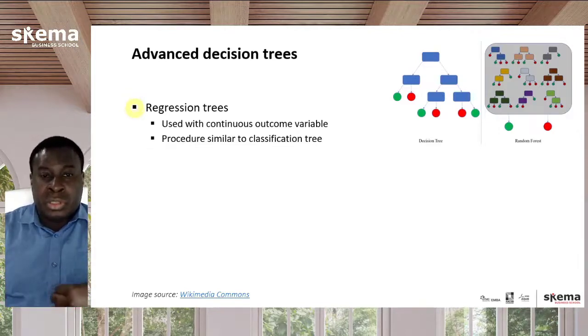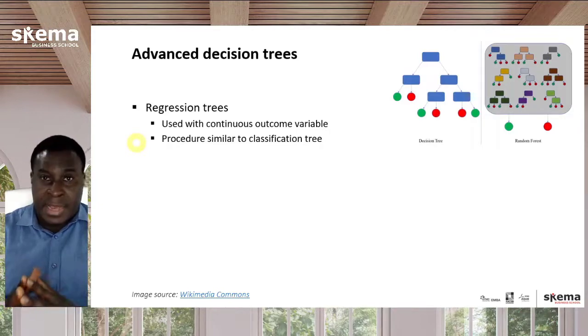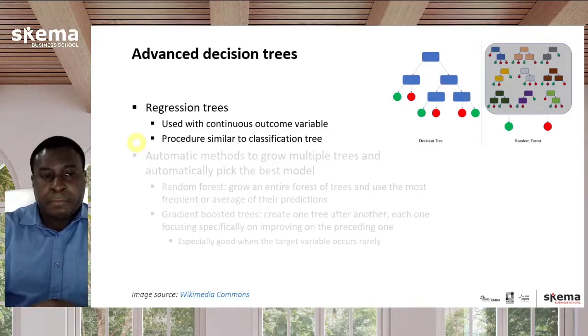So it works in a similar way, and this is a very good benefit because that means that the other advantages of decision trees can apply to regression, to numeric estimates of problems.